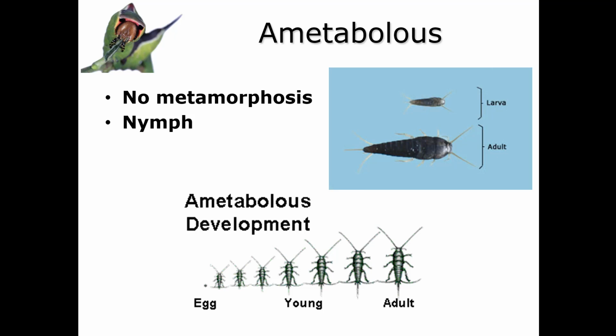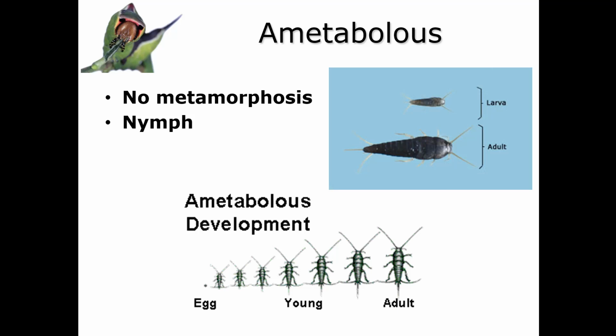During ametabolous development, there is no substantial developmental change in appearance from the young to the adult. So in this case, the adults look exactly like the young. The young look like just miniature versions of the mature adults. The only thing different is the size. Now, the young of the ametabola are called nymphs.